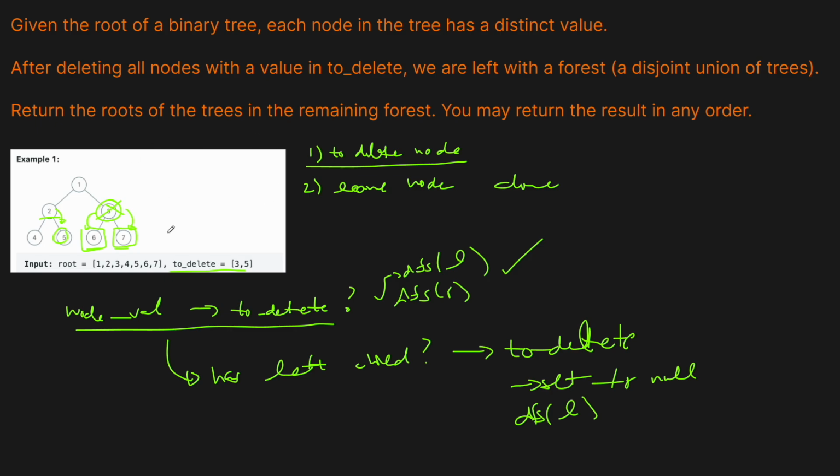And we're going to do the same thing for the right side. We're going to check, does it have a right child? And is that right child's value in the to delete set? If it is, then we want to set that node to null in the parent, right? This time we're talking about the right child, so we want to set the right child to be null. And then we want to DFS into the right child to figure out if we can form any more trees here. So that's the general gist.